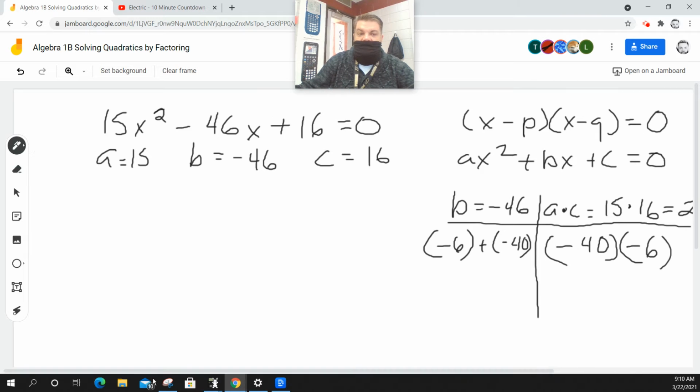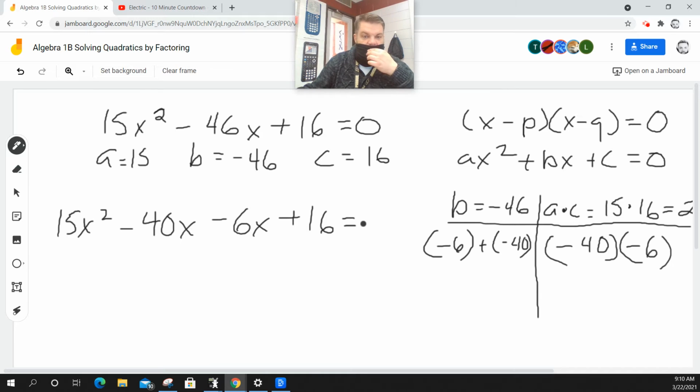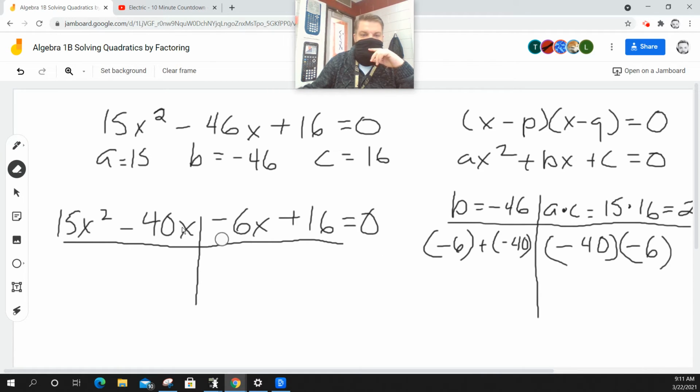So how does that help me factor this? Well, I just rewrite the equation as 15x squared minus 40x minus 6x plus 16 equals 0. Then what I'm going to do is I'm going to factor something out of the two terms in the front and then two terms in the back. And hopefully, if I did everything right, we should be good to go. So these both have an x, so I can factor out at least one x.